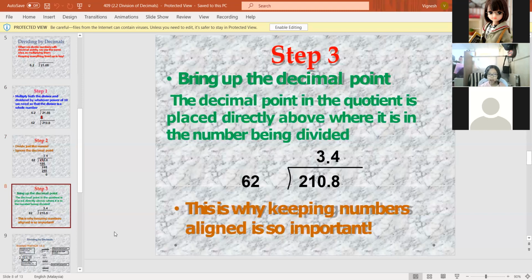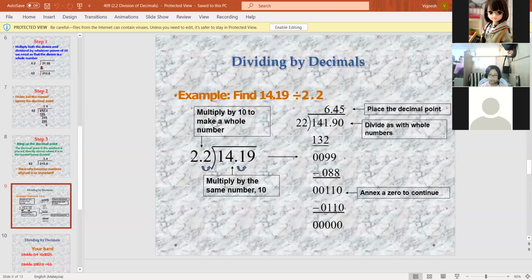Okay, it becomes 3.4. But the divisor 62 remains the same because you already moved it. Here also you already moved. Here also you already moved. Only the answer you have to change. One decimal point, you have to bring back the decimal point. Understand? Okay, shall we go to the example?